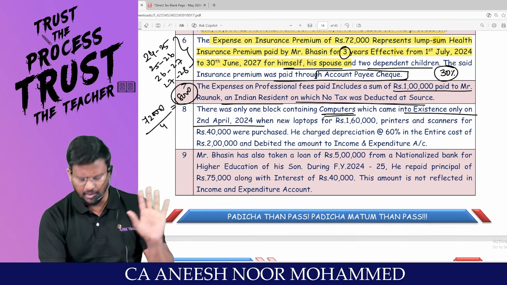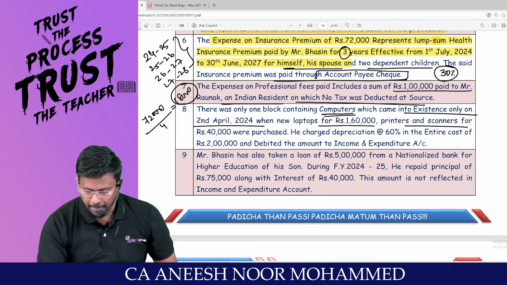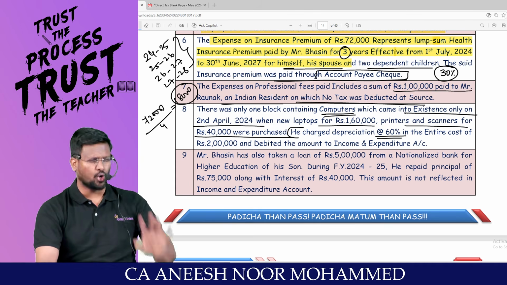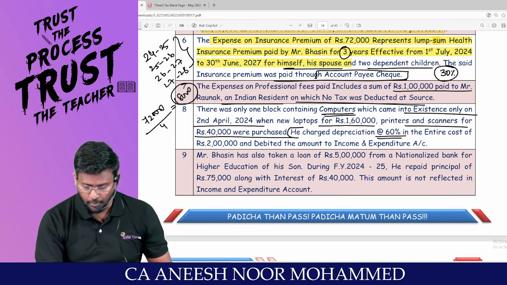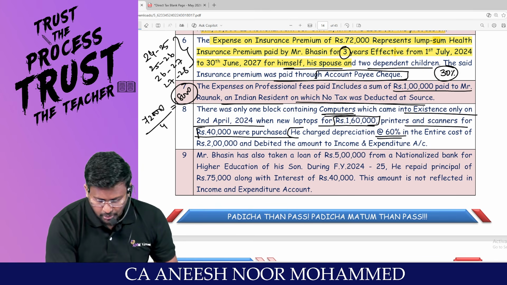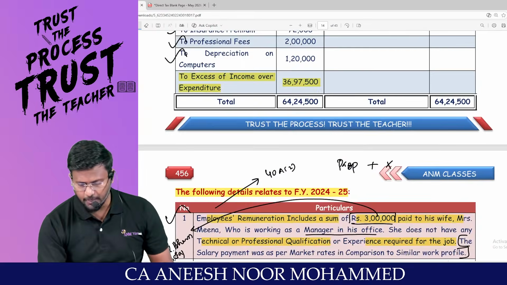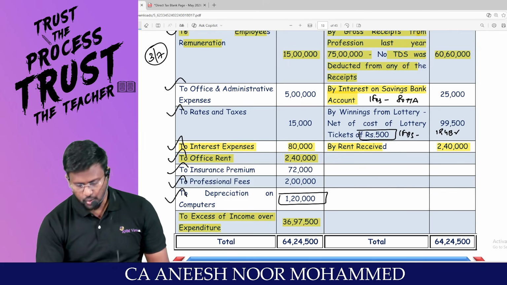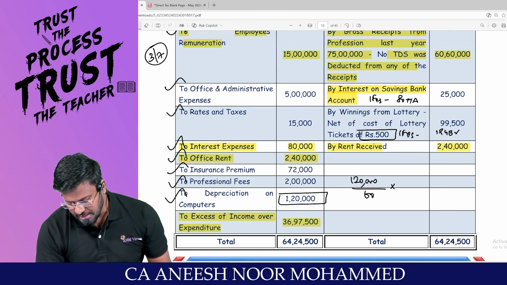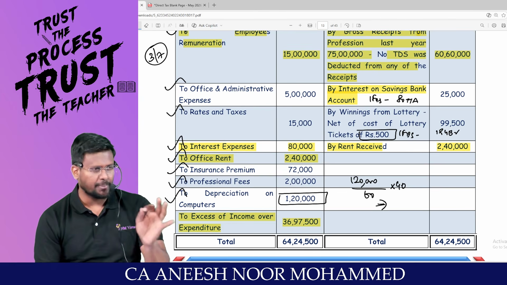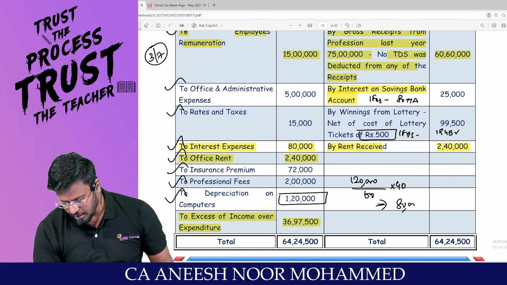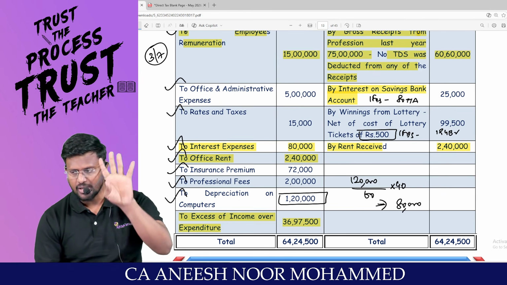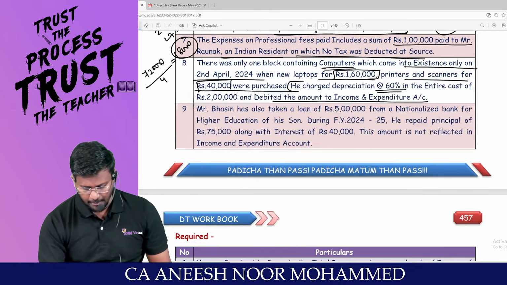2nd April means more than 180 days. When a new laptop for 1,60,000 and printer and scanner for 40,000 were purchased, he charged depreciation at 60%. Wrong. The entire cost is how much? 2 lakh, because 1,60,000 plus 40,000 comes to 2 lakh, and it was debited to the income and expenditure account. That means this depreciation of 1,20,000 is of how much percent? So 1,20,000 divided by 60 into 40 means the correct depreciation you will get is 80,000. So in place of debiting 80,000 in P&L, they have debited 1,20,000; the extra 40,000 should be added back. Are you all really with me?